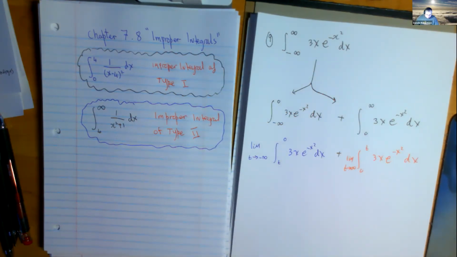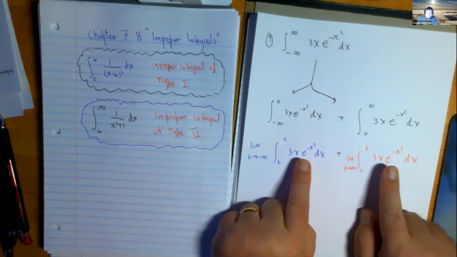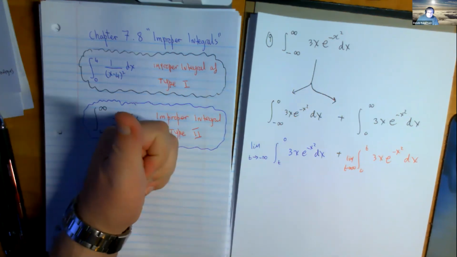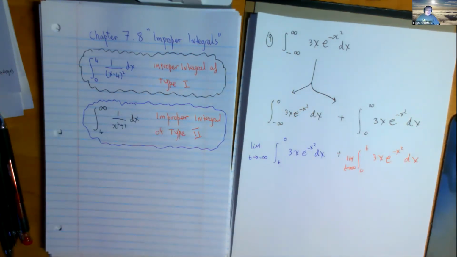Now, there are a couple of problems to be solved. What method of integration should I use to solve this integral? There's only two candidates, right? Integration by parts, U sub. Which should you use?